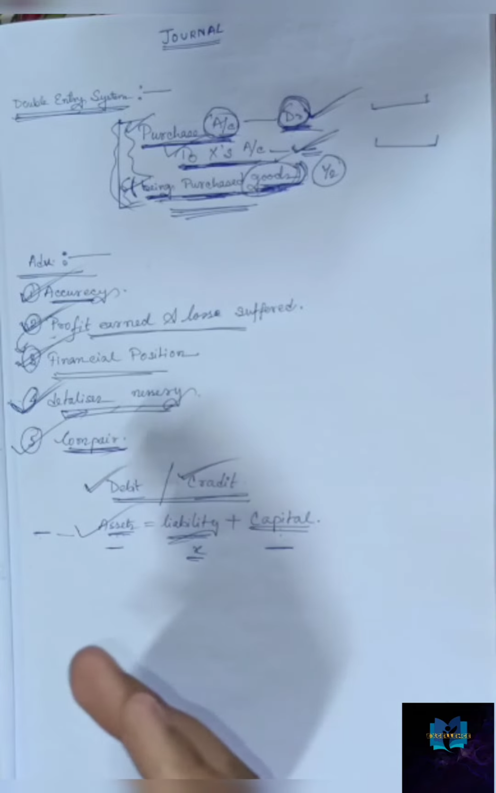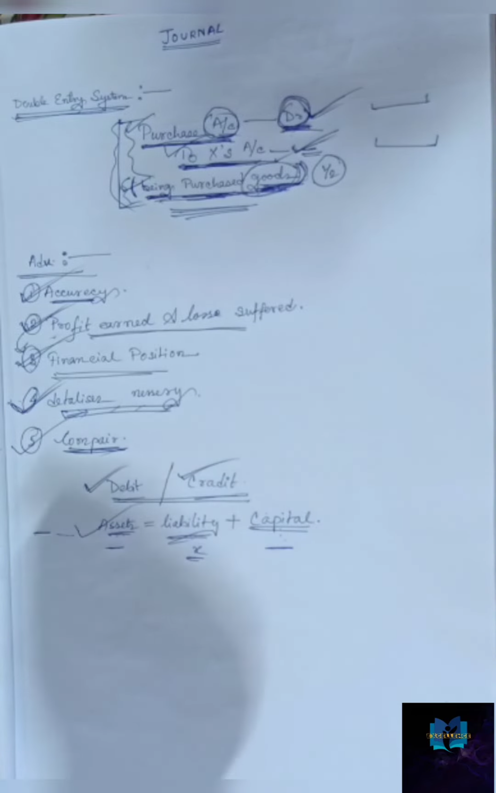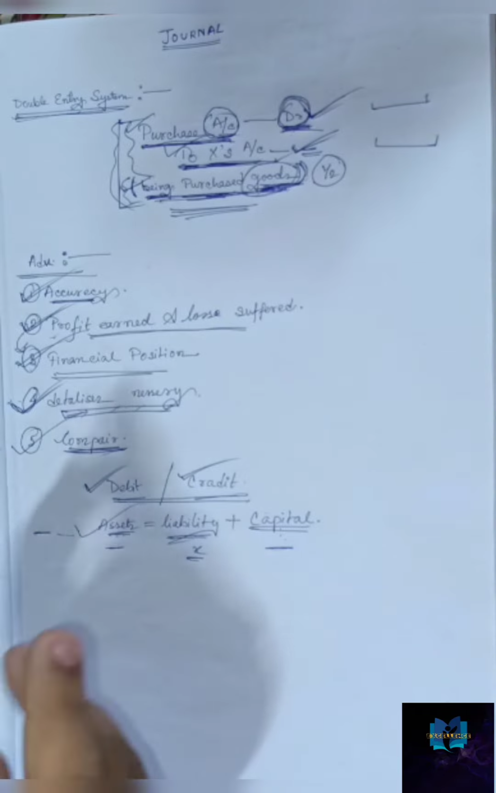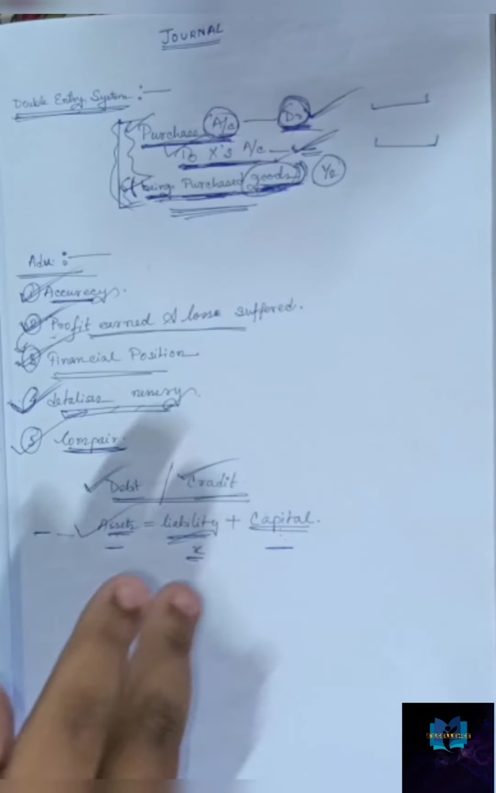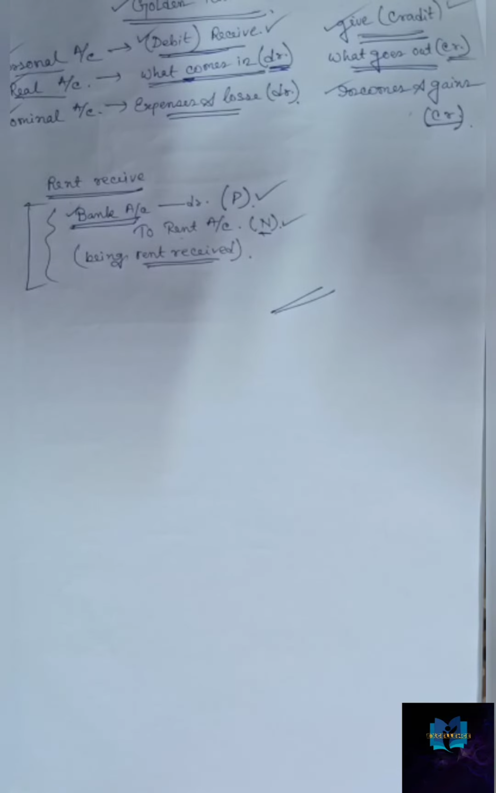For all the students, in the third video we are going to know the most important part, the golden rule. It will be the easy part, but it is the most important part in this chapter. So now we are going to know about the golden rules.